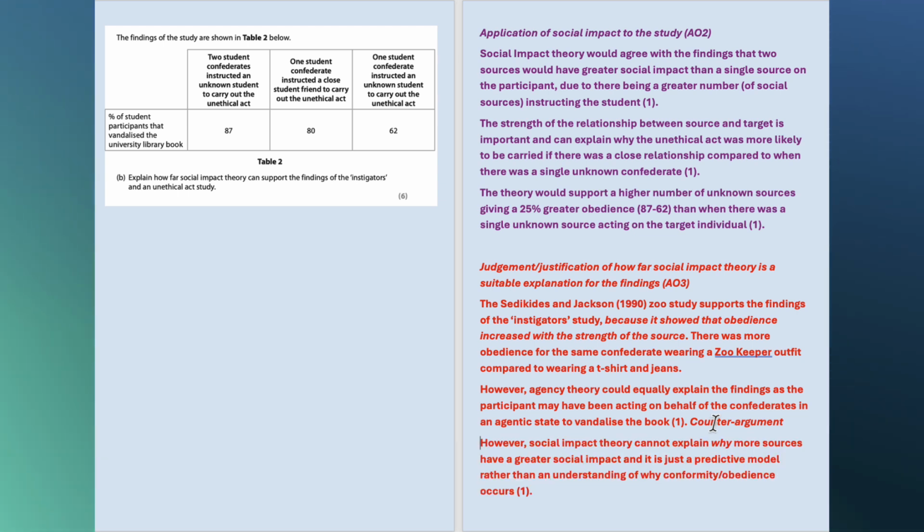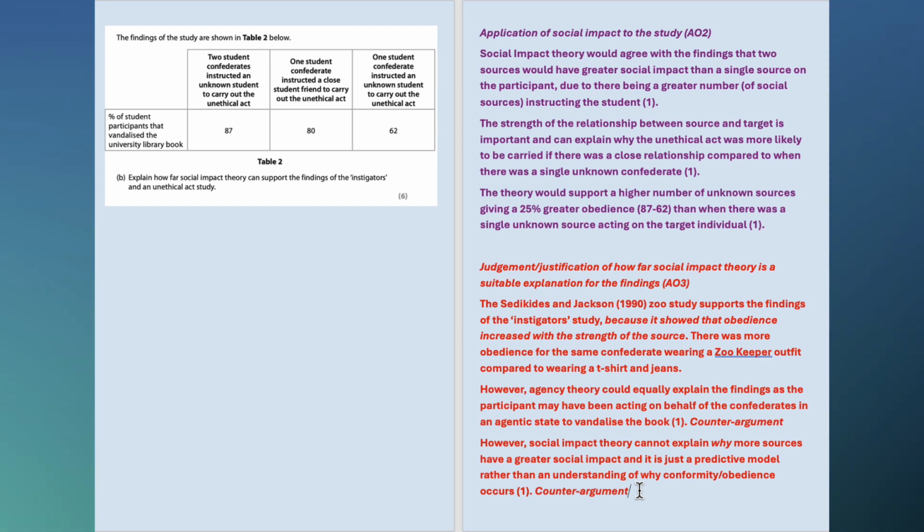However, social impact theory cannot explain why more sources have a greater social impact, and it is just a predictive model rather than an understanding of why conformity or obedience in this case occurs. Again, that's a counter, and there's nothing wrong with having two counters and one support here.